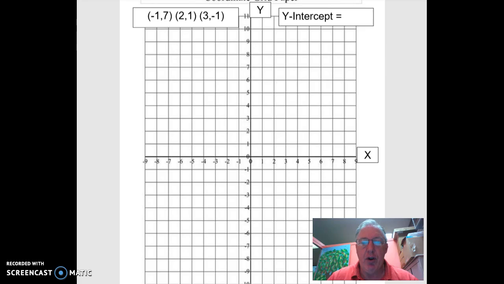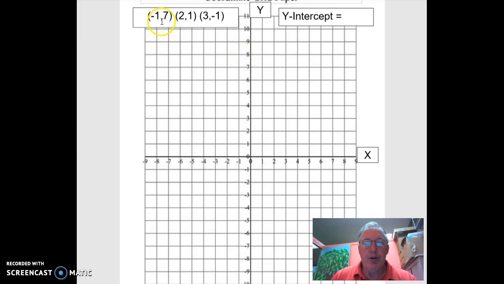You can see we have a graph, and we have here the x-axis, which goes across, positive and negative numbers. And we have the y-axis. And again, these go up and down, positive, and then negative down below. You can see the coordinates that we have up here that we're going to plot on the graph.